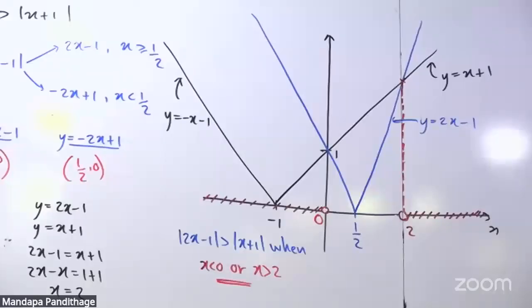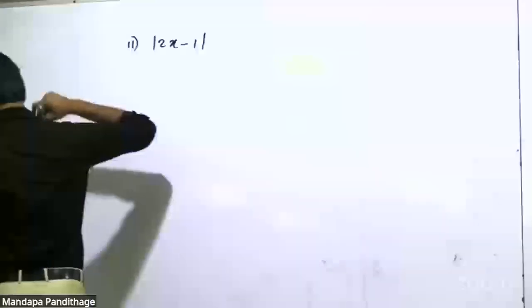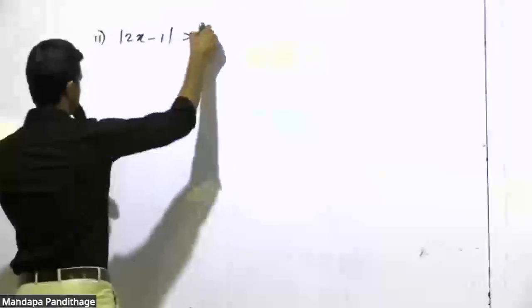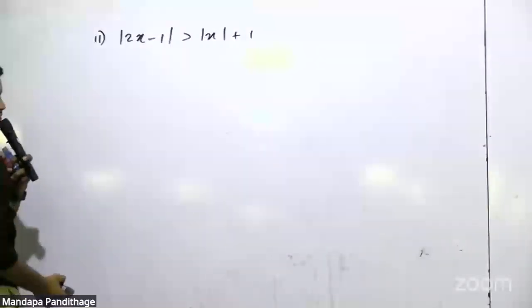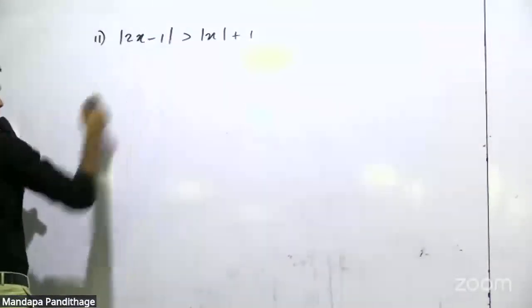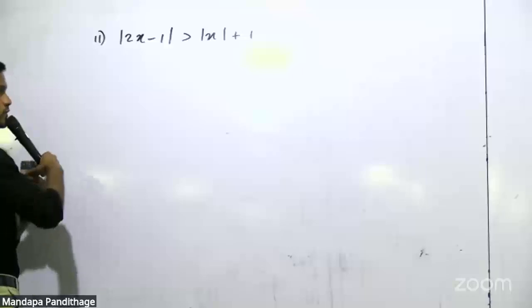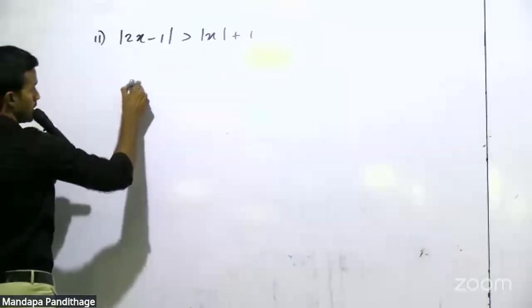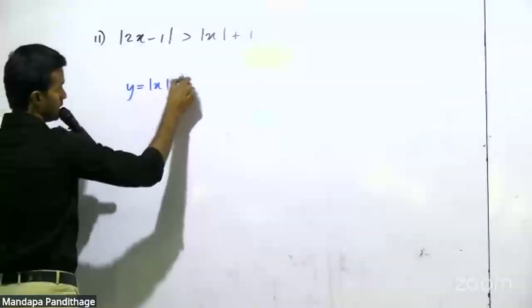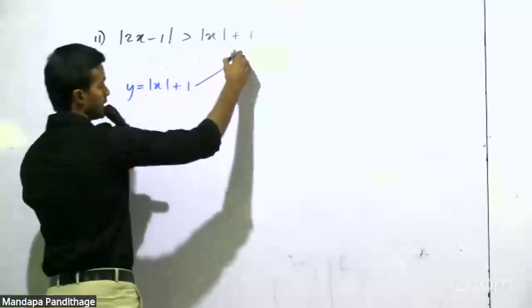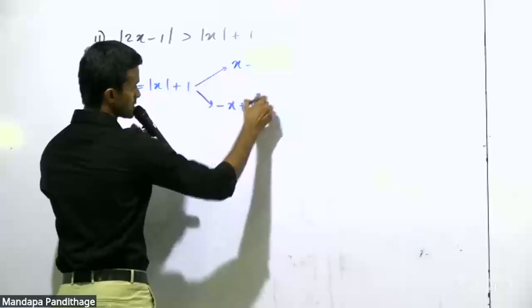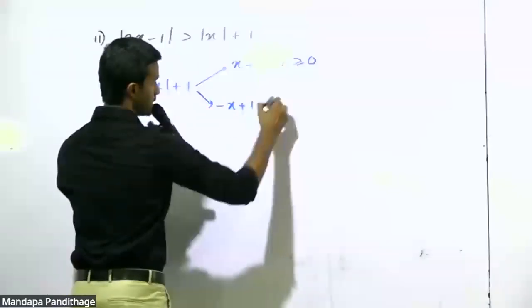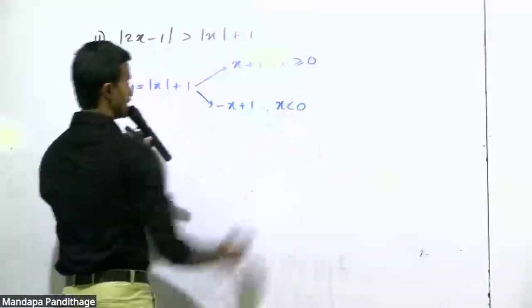Okay, so question number 11, we've got modulus of 2x minus 1 is greater than modulus of x plus 1. Here we'll be using the same method, so let's write the definition only for this. y equals modulus of x plus 1. When x is greater than 0, you get x directly, and when it is negative, you get minus x. This is when x is greater than 0, and this is when x is less than 0.